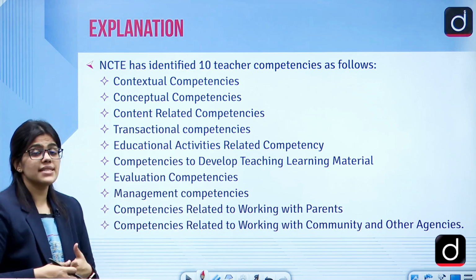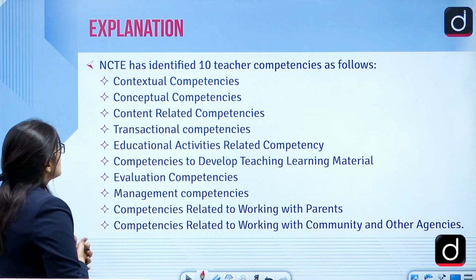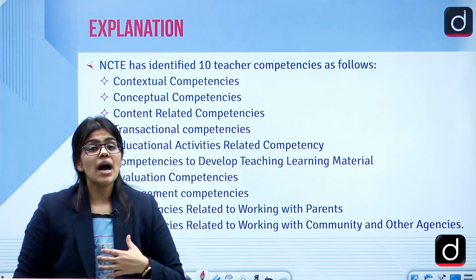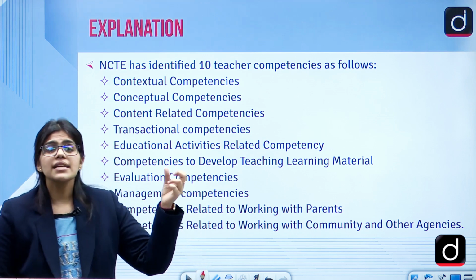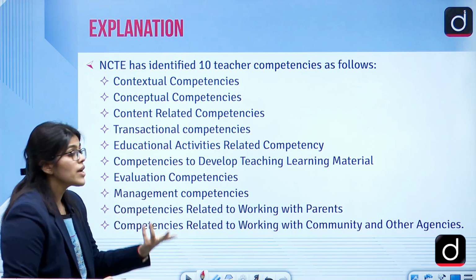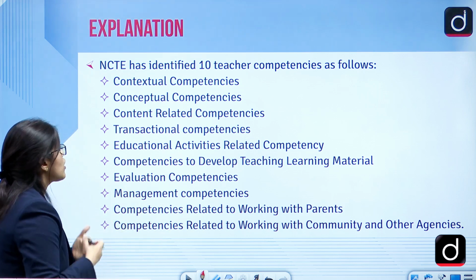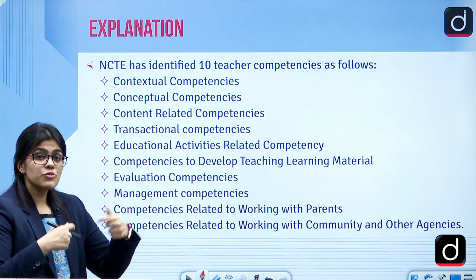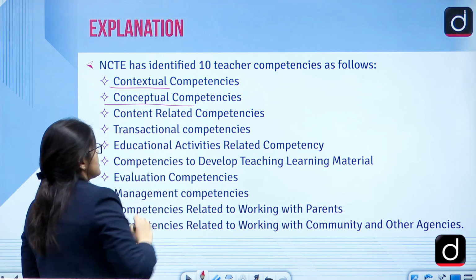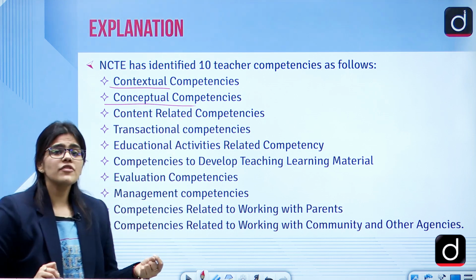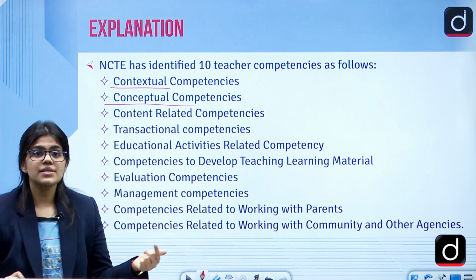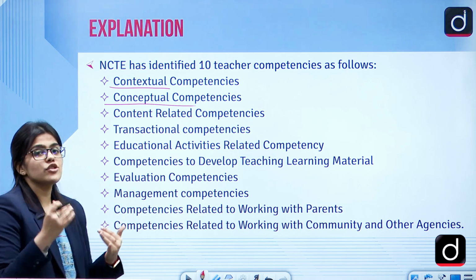There are some competencies that we have to talk about. The first is the contextual competencies. So what do you mean by contextual? Are the things clear to the teacher? Is the context, the concept, clear to her? Whatever she is talking about is the contextual competencies. There is also conceptual: is the concept clear to the teacher? So the context and the concept. Then content related. What if you ask something related to what I'm teaching? I should be capable of answering that as well. So it is the content related competencies.